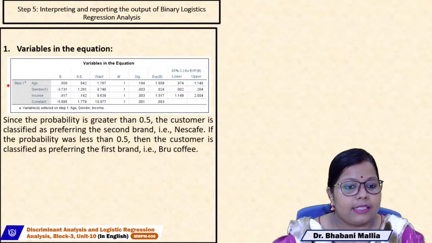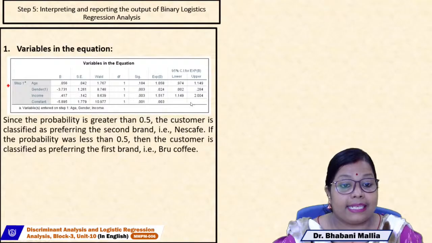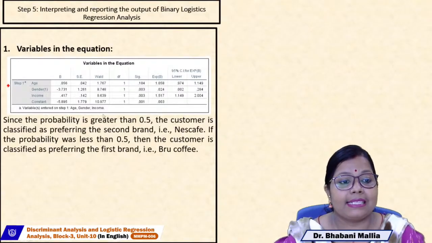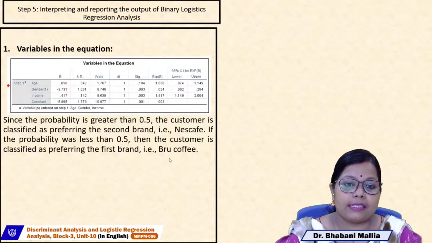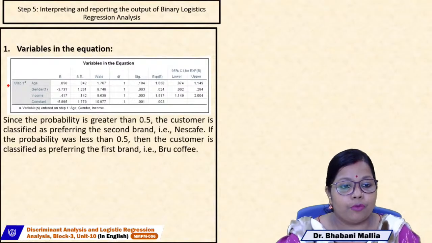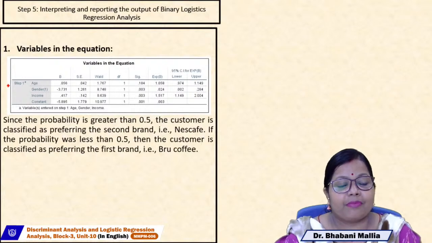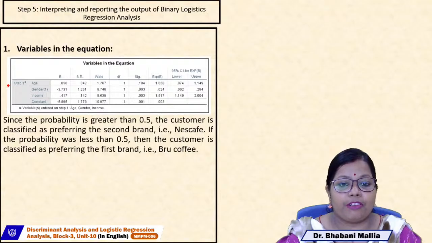Then, since the probability is greater than 0.5, the customer is classified as preferring the second brand, that is Nescafe. And if the probability was less than 0.5, then the customer is classified as preferring the first brand, that is Brew coffee. And this is the most important part we should discuss. Now, since the probability is greater than 0.5, what is my p value?